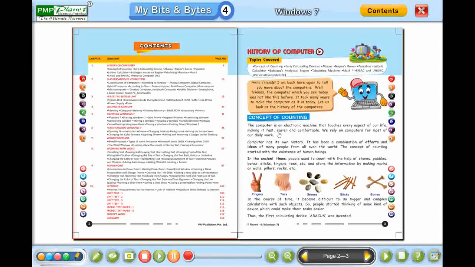Very first topic is concept of computing. A computer is an electronic machine that touches every aspect of our life, making it fast, easier and comfortable. We rely on computer for most of our daily tasks. Computer has its own history. It has been a combination of efforts and ideas of many people from all over the world.